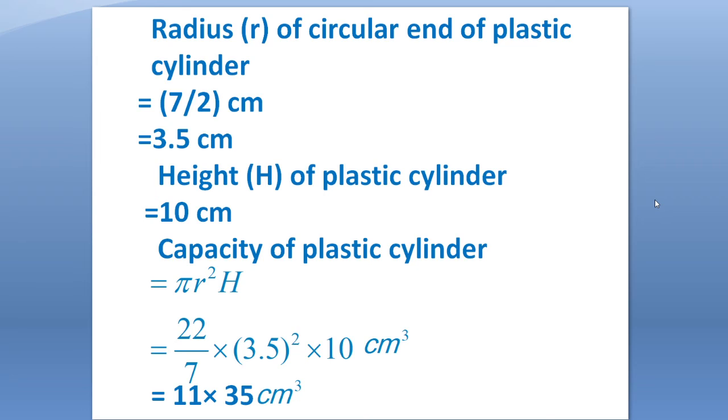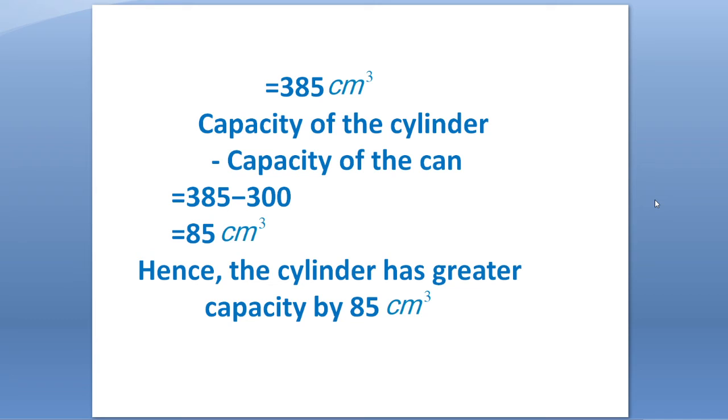So capacity of plastic cylinder, we know the formula pi r square h is equal to 22 by 7 into 3.5 square into 10 centimeter cube is equal to 11 into 35 centimeter cube is equal to 385 centimeter cube.